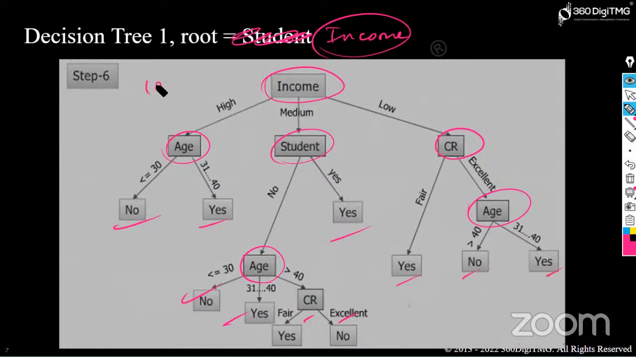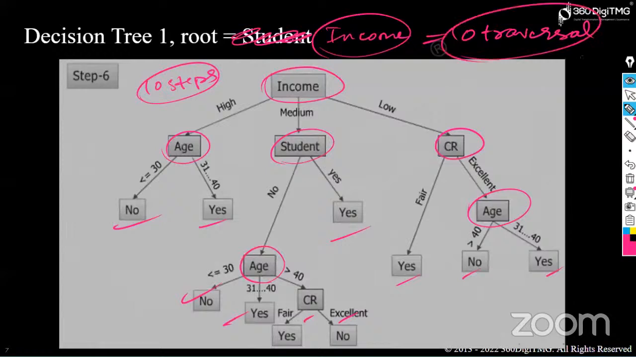So there will be 10 steps or 10 traversals. So you'll be having 10 traversals for the tree when you choose the income. So which is better, when I choose student or when I choose income? When I choose income, that will be better, as it got reduced with the traversal. The computation got reduced.